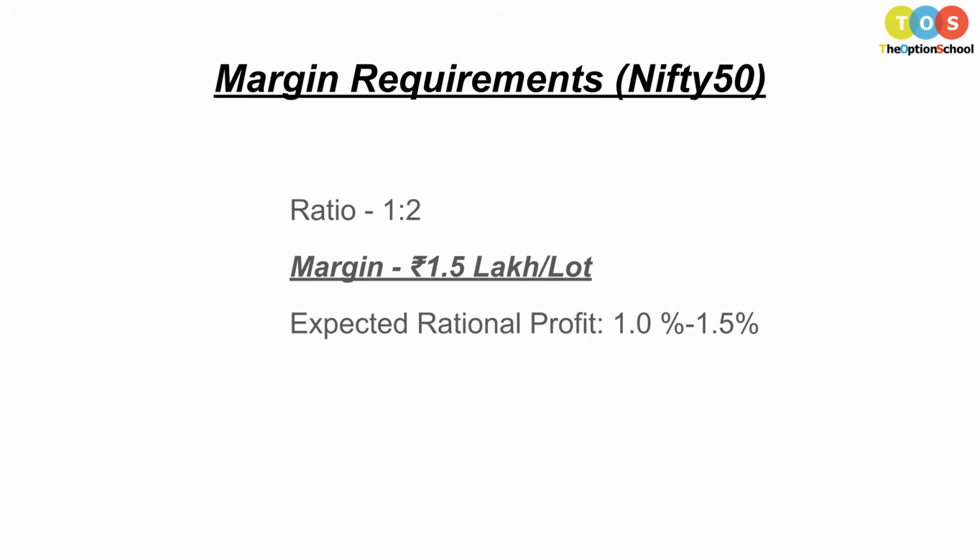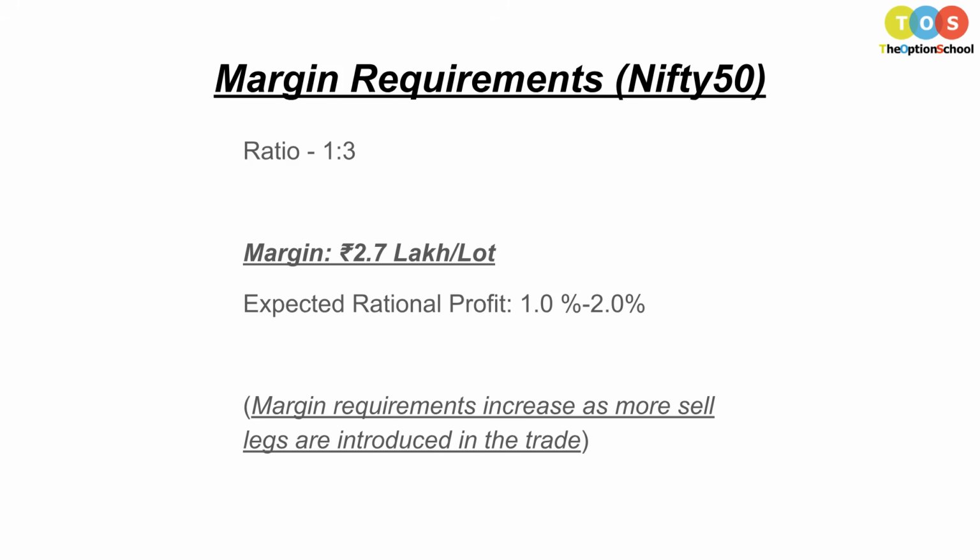Now, let us see what the margin requirements are for the ratio spread. In case of Nifty, if we are doing a 1 is to 2 ratio spread, which means we are buying one call and selling two calls, the margin required is roughly around 1.5 lakhs, and expected profit can be 1 to 1.5%. For a ratio spread of 1 is to 3, the margin requirement will be approximately 2.7 lakhs. Whenever we increase the ratio, obviously the margin requirement will increase. Again, expected profit in this case is 1 to 2%. Whether it's a good profit or a bad profit, I leave to your understanding.